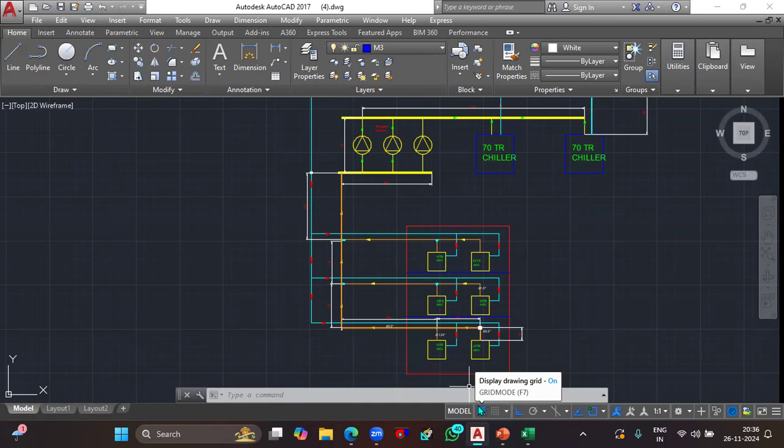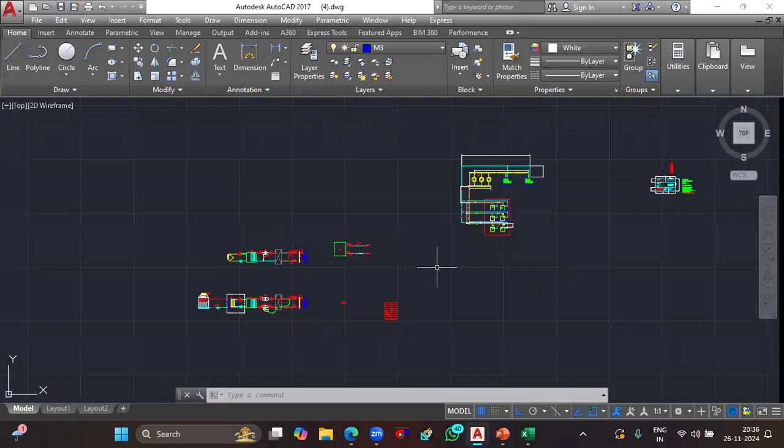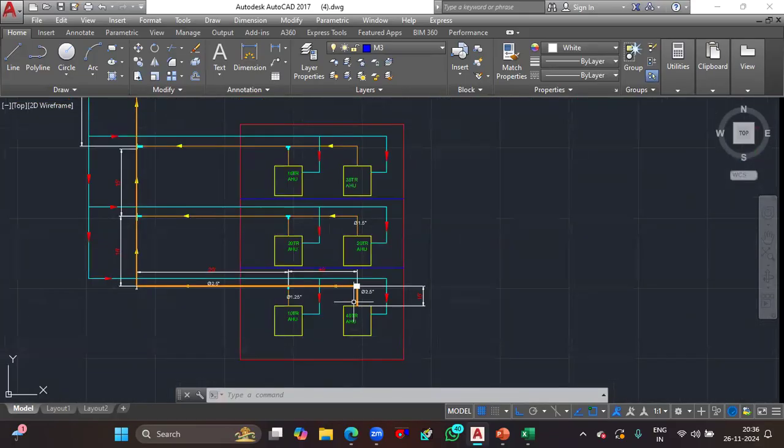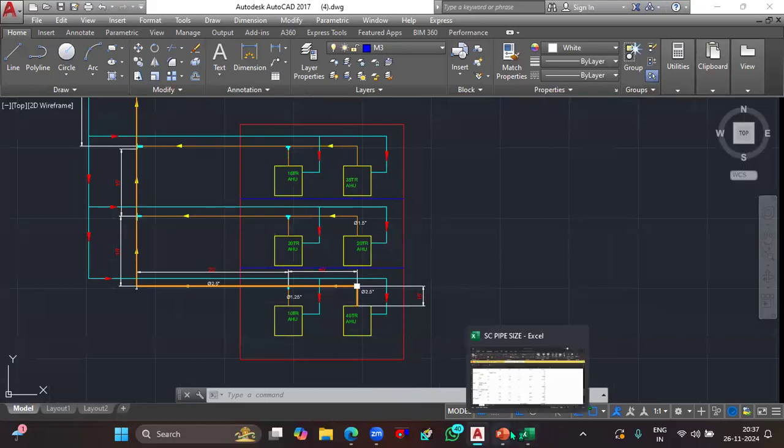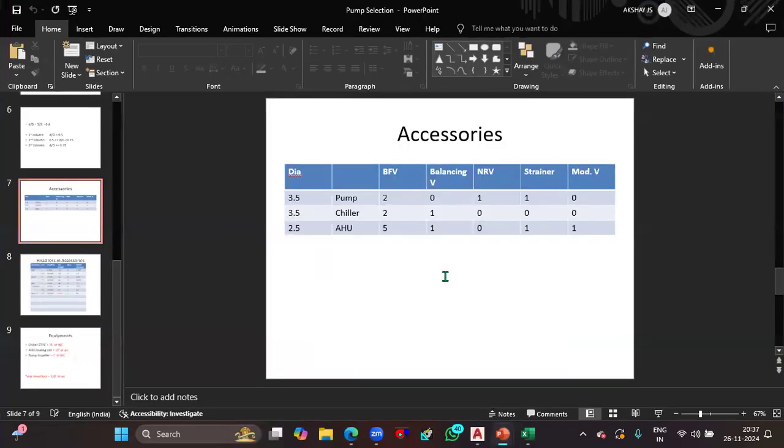Next of all, we are going to start the accessory loss. That means, among these connections, there are different kinds of accessories. So in this calculation, we will be preferentially going over the accessories which come across our equipment itself. For that, I'm going to show a small example right here. Here you can see for a pump, you'll be having two butterfly valves, one for inlet, another for the outlet, isn't it? And the same for the chiller, one for inlet and the other for outlet.